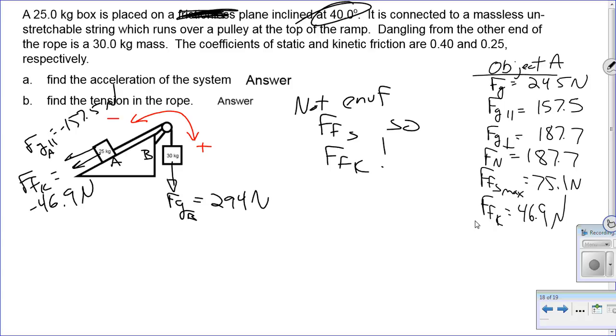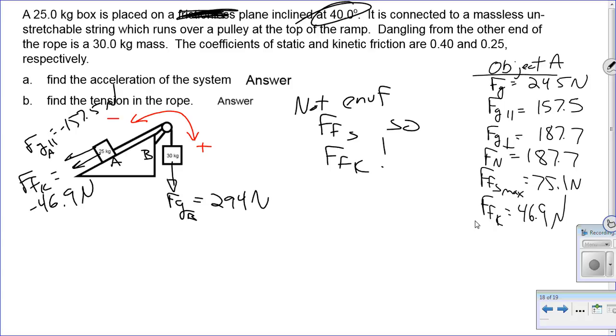Would it have to be more negative, the force of gravity parallel, to get it to go this way instead of that way? Yes, that's correct. If this was like a 50 kilogram box, then this would be like 300 and something, and then the system would go this way. Follow? And then I would have switched my positive and negative sign convention. But we good? All right.